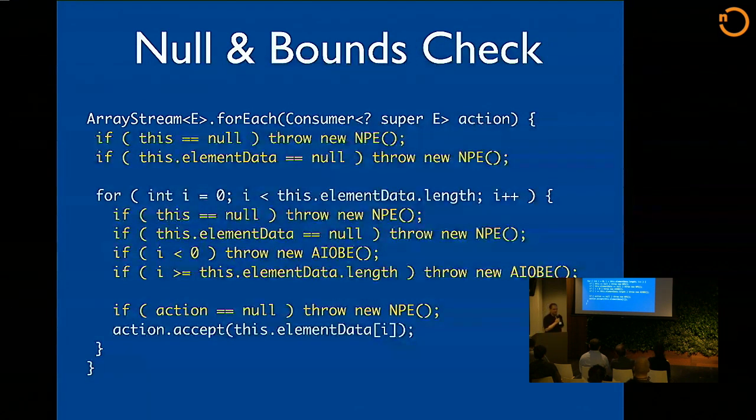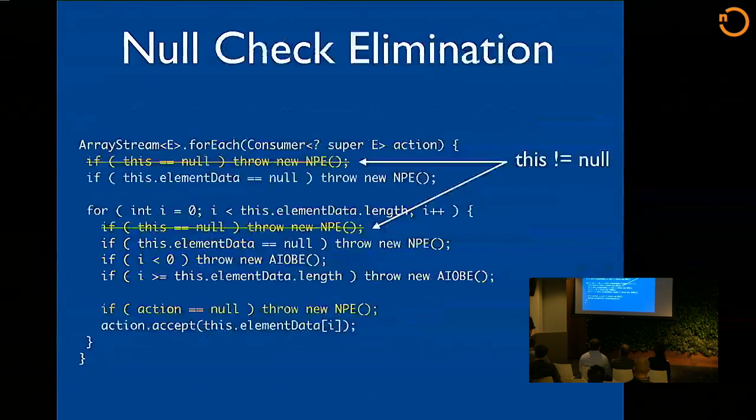Yeah. It's the compiler's job to get rid of all this, and it's your job not to screw it up. All right, this equals null. If this were null, we already threw a null pointer exception before we called this method. That can't happen. Those two checks are gone. Excellent.